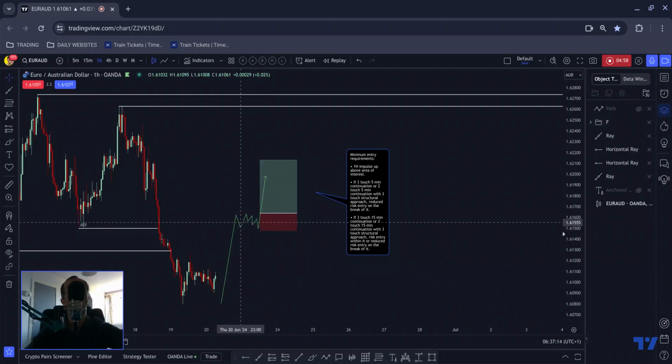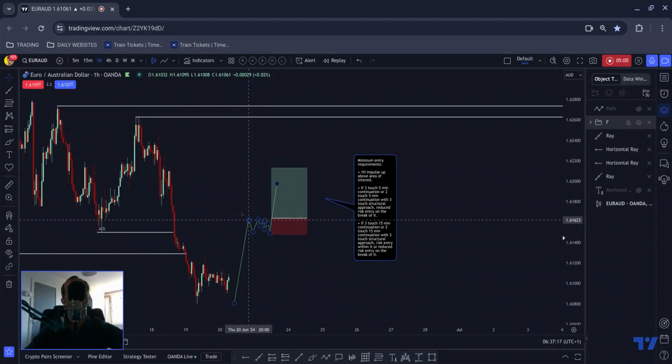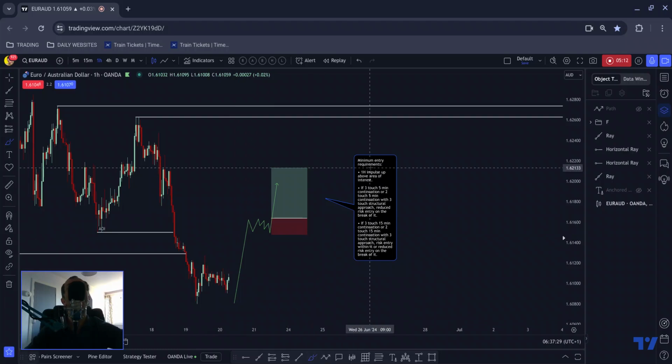Obviously, if it was a 1, 2, 3, even better. This may look a bit disproportionate, but often early in a run we can get these impulsive moves, and then price doesn't hang around for too long. Okay, do I think that we would get a 5-minute continuation, as I've said here?